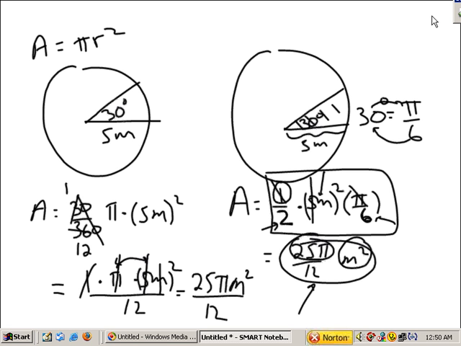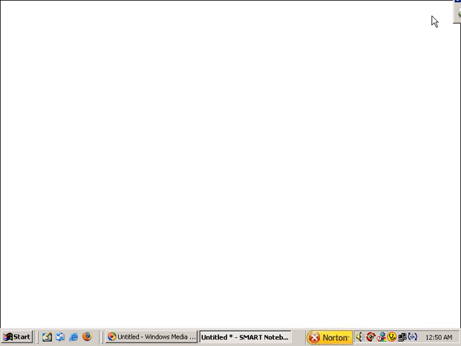So you can convert or not convert. Just remember, if you use the formula 1 half r squared theta, theta must be in radians. Any formula that pretty much uses theta in it, it must be in radians. Somebody can ask you to find the sine at 30 degrees, but that's not a formula. Okay, that finishes up this section on angle measures.